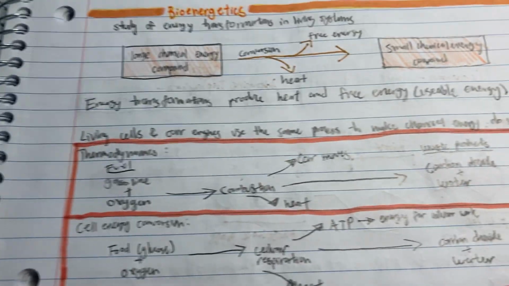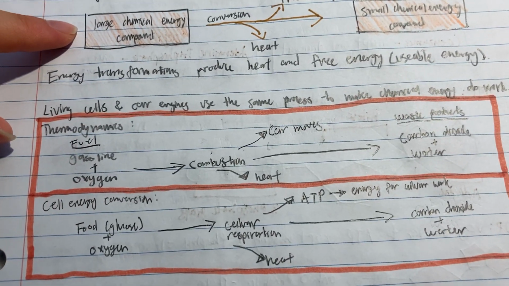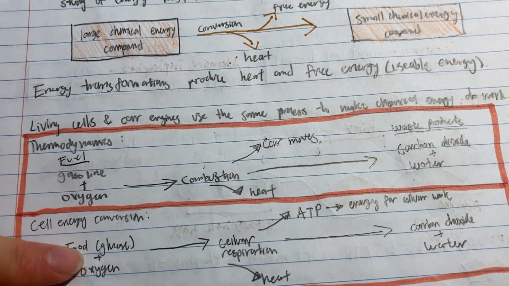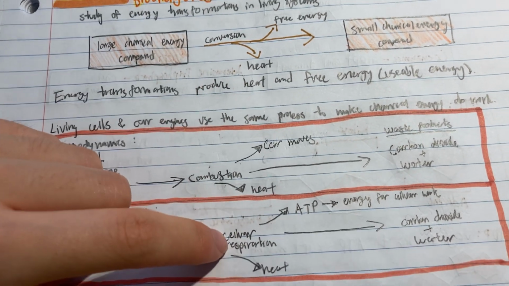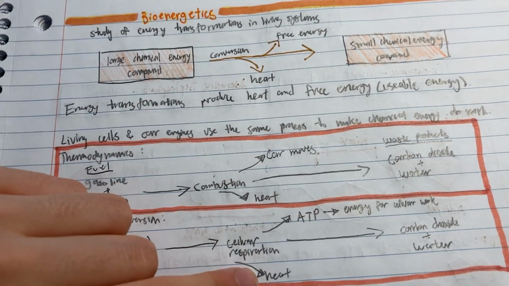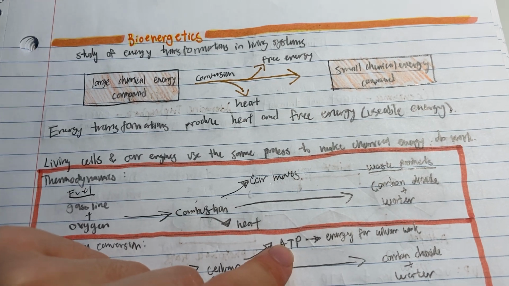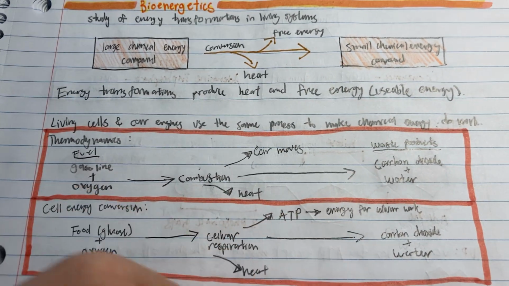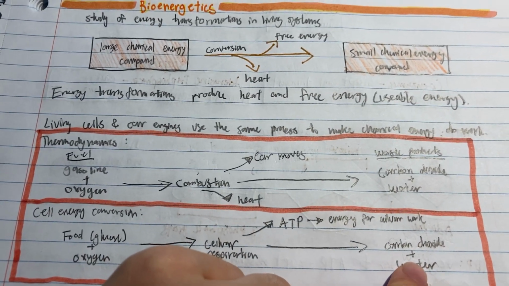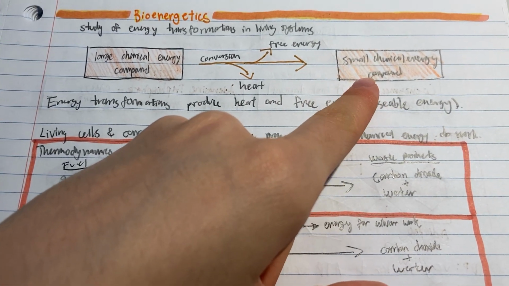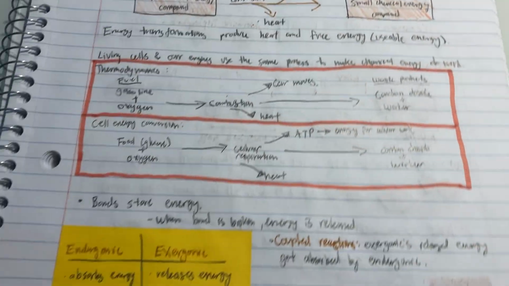And then it's the same thing with cell energy conversion. Our large chemical energy compound would be glucose and oxygen. Our conversion process is cellular respiration, and we also release heat. And then our free energy that is released is called ATP, and ATP is used as energy for cell work. And then our products, the small chemical energy compound, would be carbon dioxide and water.